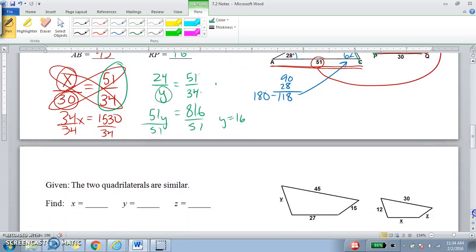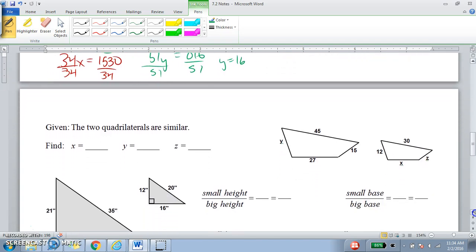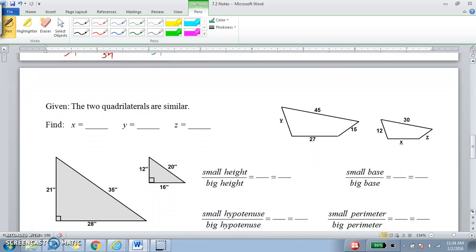All right, on the back, it says the two quadrilaterals are similar to each other. So we're mostly going to work with triangles in this chapter, but any kinds of shapes can be similar to each other. Quadrilaterals, pentagons, hexagons, etc. So these two quadrilaterals are similar. We need to figure out what x, y, and z are.